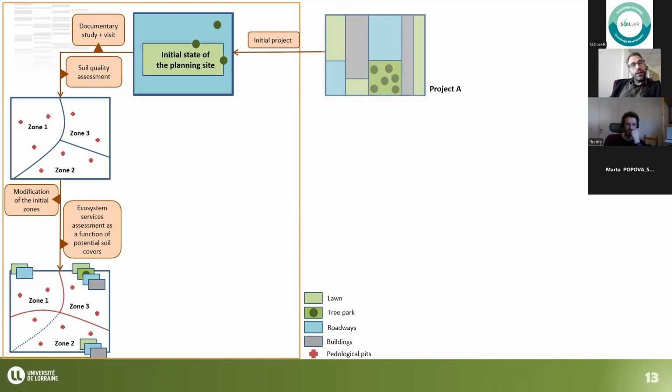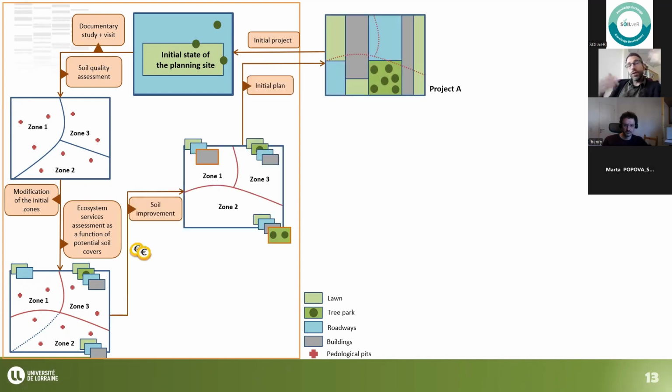Using this information, the user, let's say the urban developer, could have two choices. The first one is, okay, thanks for the nice work, but I would like to stick to my initial project. But thanks to this information, the developer would know that if he or she would like to have a tree park on zone number 2, he would have to improve the soil. Maybe by different approaches, adding some organic amendments, constructing technosoil, whatever, but it would cost some money and require some effort. And then same for zone number 1. But this is still useful.